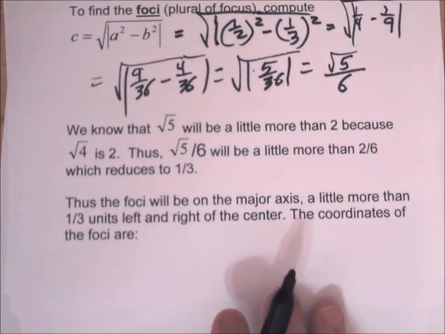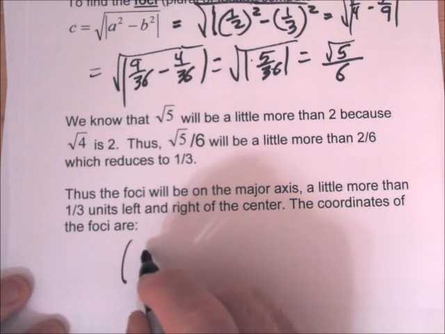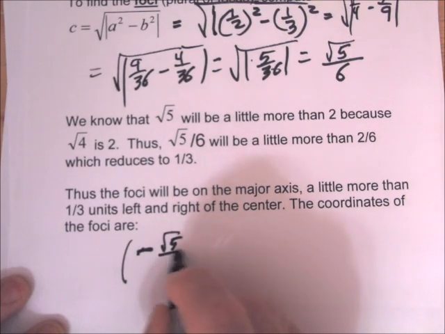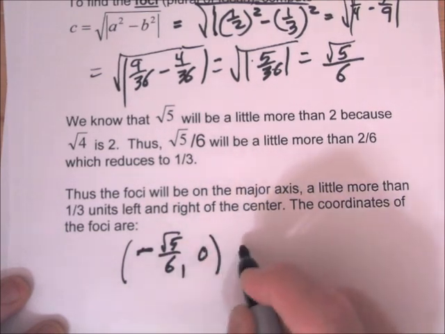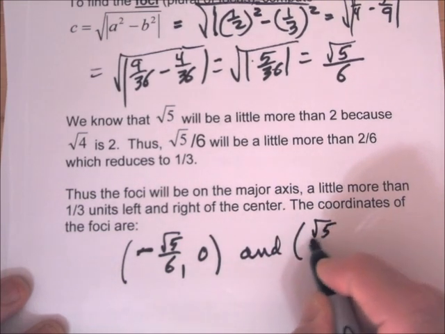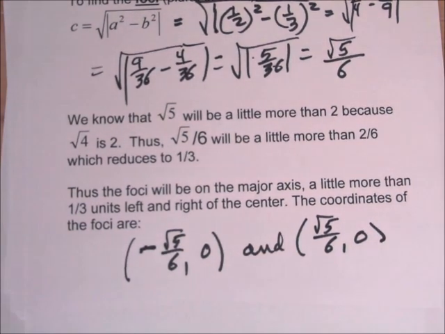In coordinate form, the foci are going to be negative square root of 5 over 6, comma 0, and positive square root of 5 over 6, comma 0. And that concludes this presentation.